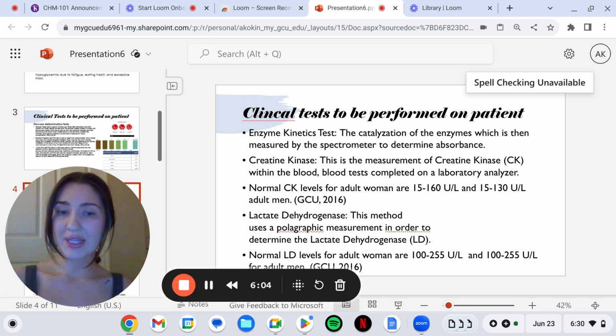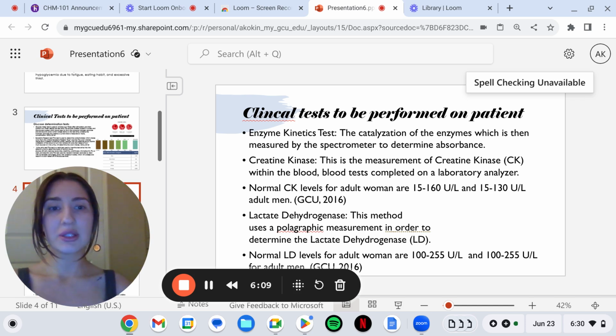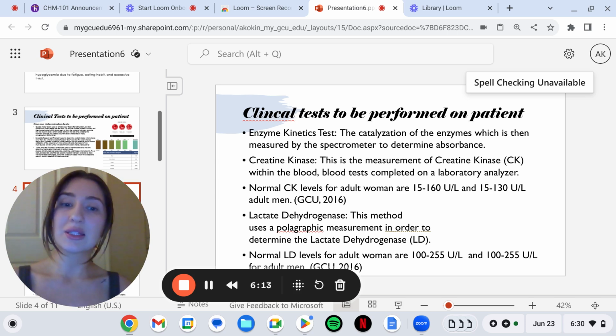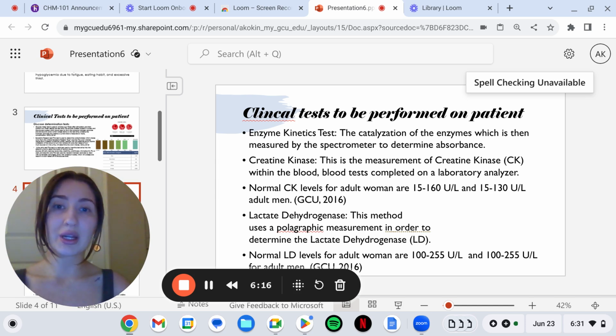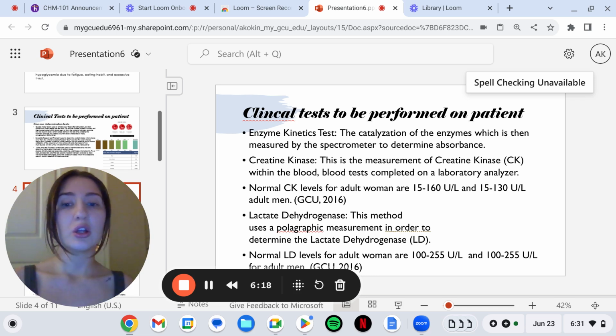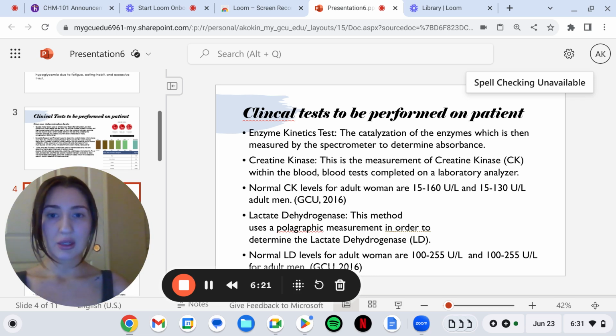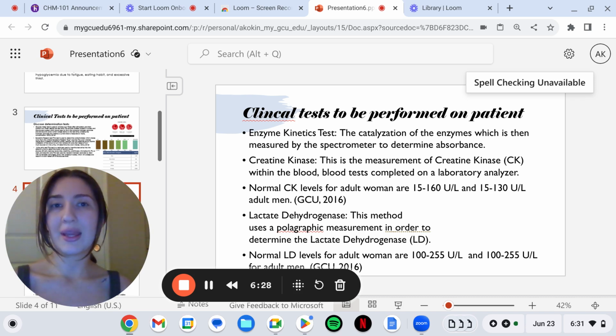In my patient's case, she is an adult woman. So for her CK levels, they would need to range between 15 to 160 U/L, and the LD levels would need to range between 100 to 255 U/L to be normal results. The enzyme kinetics test for these measurements are going to be a catalyzation of the enzymes, which is measured by a spectrometer to determine the level of absorbance.